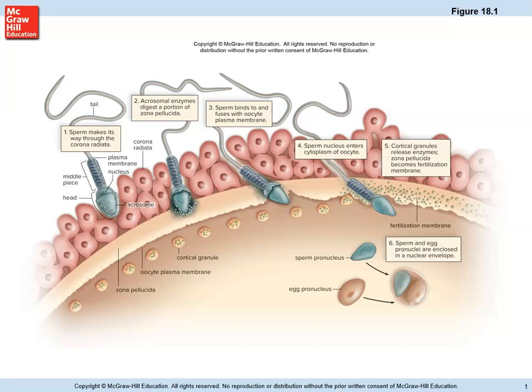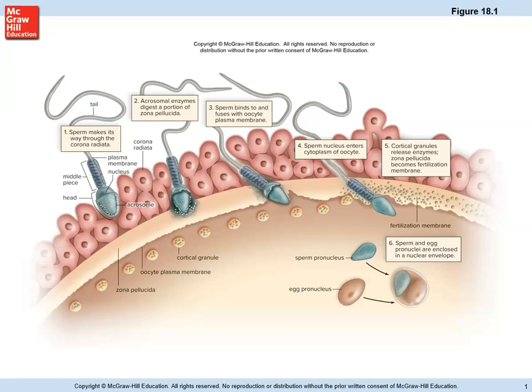The slow block to polyspermy you see at the last, here at step 5. And at that point, basically all the little proteins that would match up with a sperm's proteins fall off of the egg. So the egg is no longer something that recognizes sperm or that sperm would recognize. That would be called the slow block to polyspermy. And between those two, that ensures that one sperm and one sperm only really has a chance to get in.